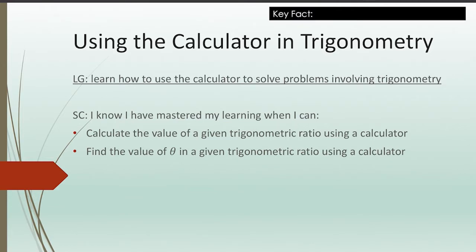So there's basically two things we're going to be doing. Calculate the value of a trigonometric ratio using the calculator. What that means is if I have sine 30, what does that equal? And the second one is find the value of theta in a given trigonometric ratio using the calculator. So that means if we have cos theta equals, I don't know, 4 over 5, we use that to find out what theta is. Those are our two basic operations.